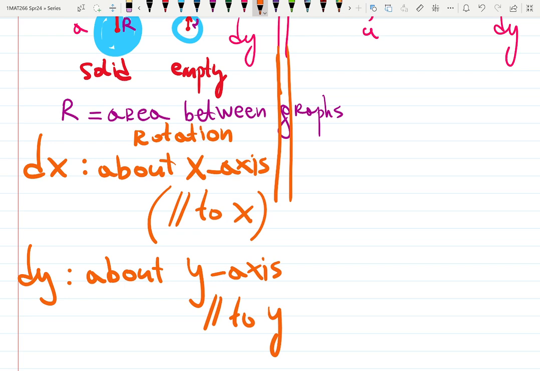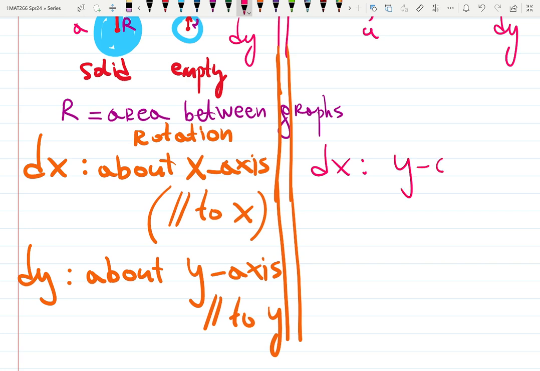How about the shell method? Let's do exactly one by one. Change the color a little bit to pink. The x for shell will be which axis? Y-axis, thank you. Or parallel to y. And the y case will be the x-axis. So it reverses.